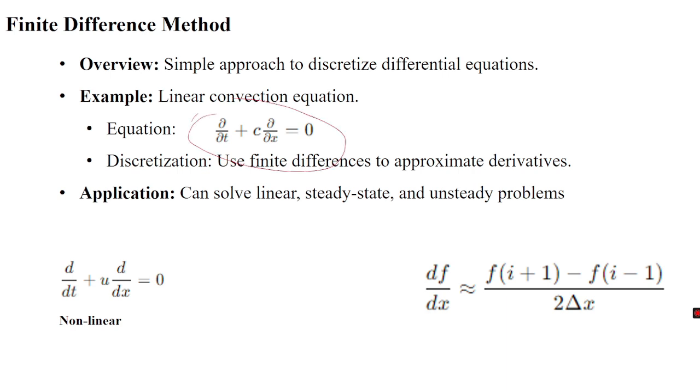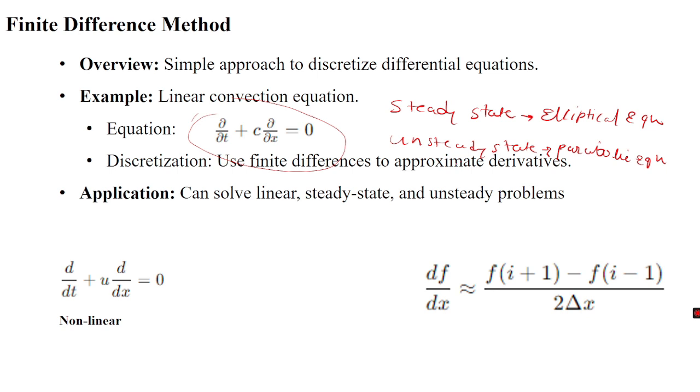For example, the heat equation describes diffusion, and depending on whether it is steady state or unsteady state, the heat behavior is different. The steady state heat equation is typically solved as an elliptic equation, and the unsteady one as a parabolic equation. Now again consider this equation: ∂u/∂t + c ∂u/∂x = 0.